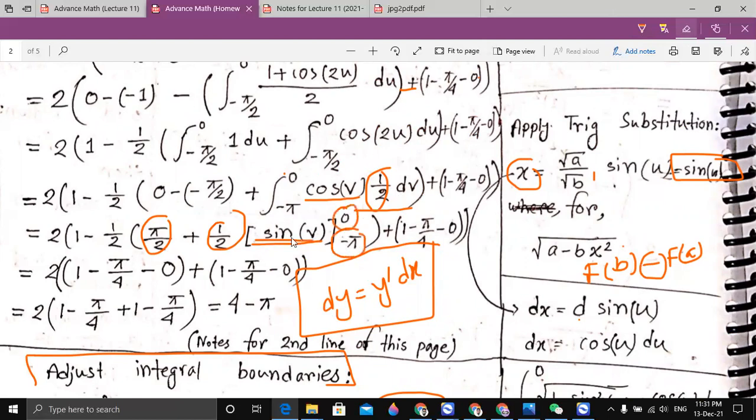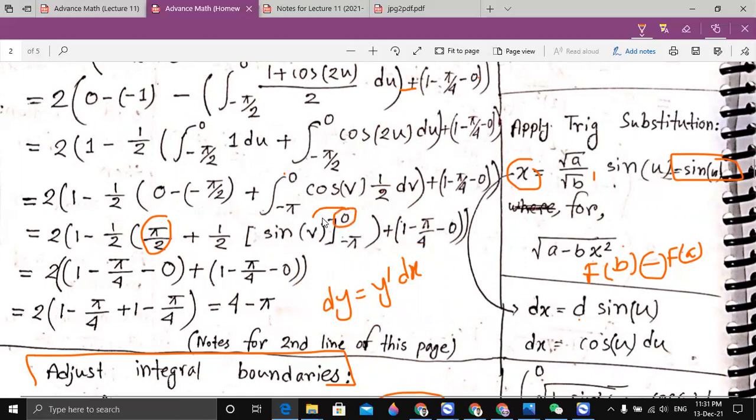So now the steps are simple. Just put the limit back here. So you get sine 0, right? Sorry, sine 0 means 0, okay? We need to substitute back our limit. So sine 0 is 0, okay? And 0 minus, we substitute minus pi here. So sine minus pi.